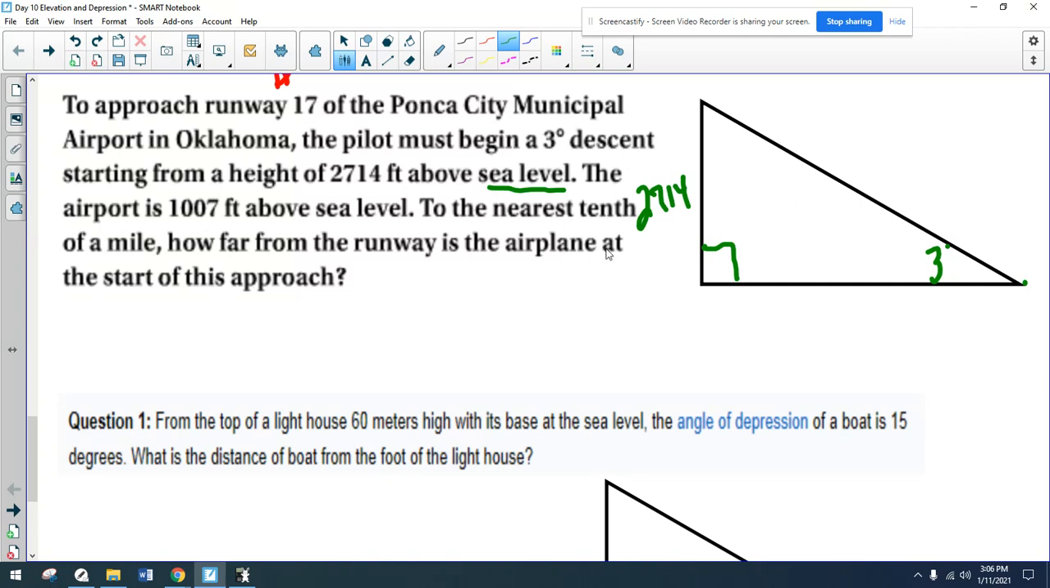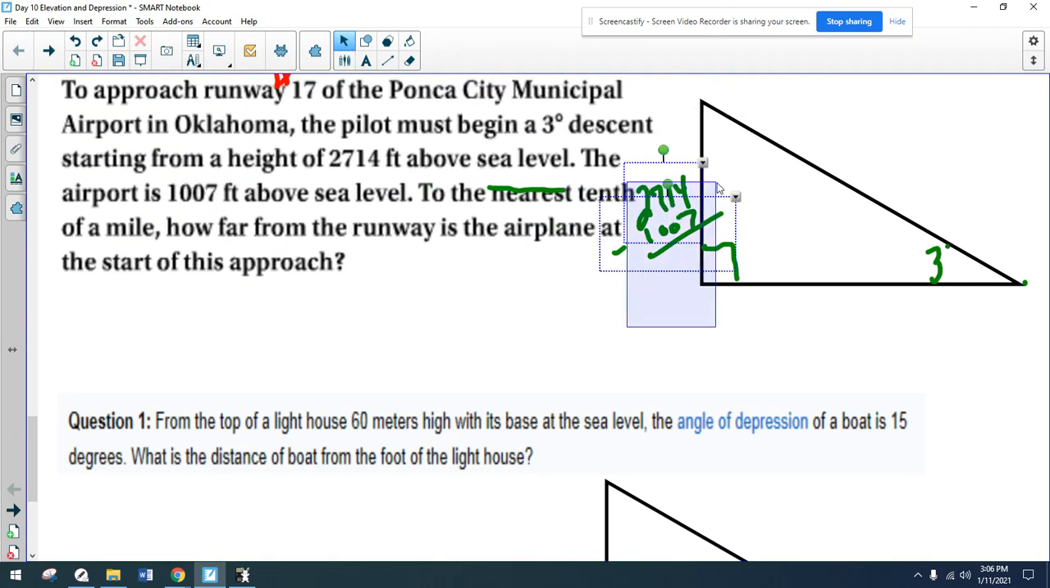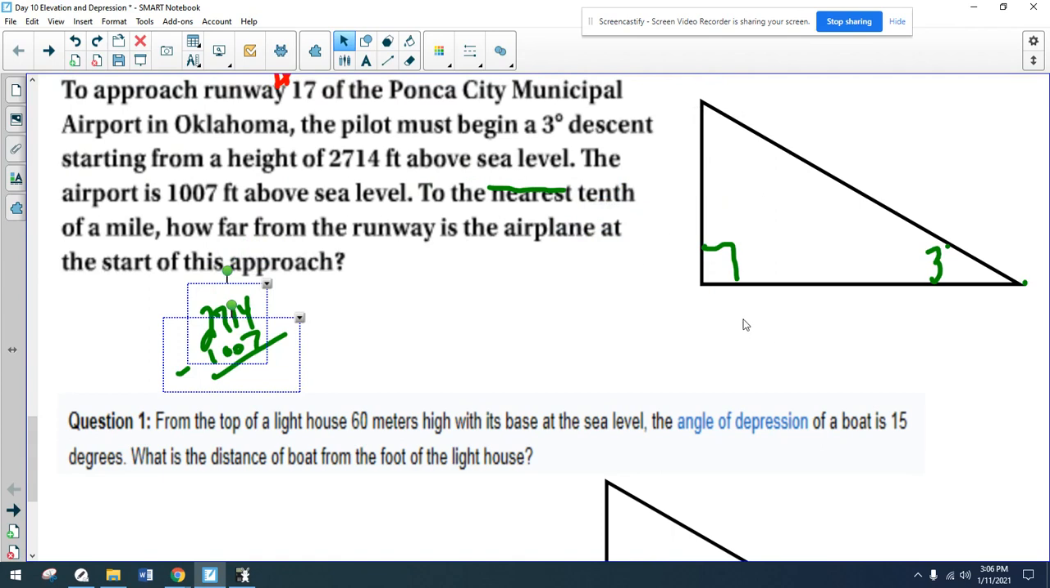So that is important because what you're going to have to do to find the height of the plane is find what it is above the airport. So I'm going to have to subtract that. So that's going to give me 1,707. So I actually had to change my height for that. Let me get this out of the way. Okay. So that's going to give me my actual height. Sometimes they throw little tricky things in there like that. So this is going to be 1,707. That's going to be my height from the airport to the plane.